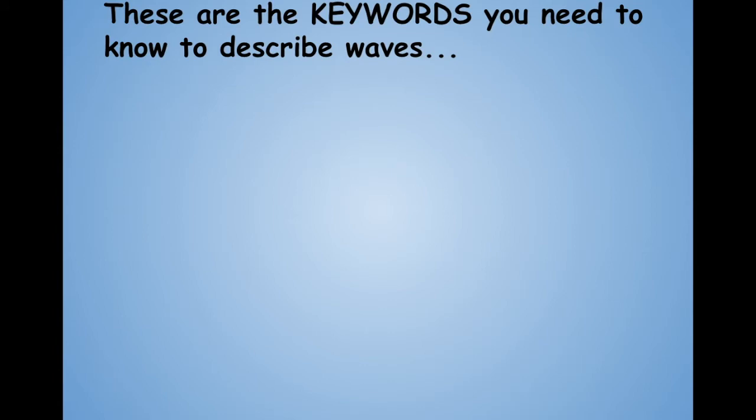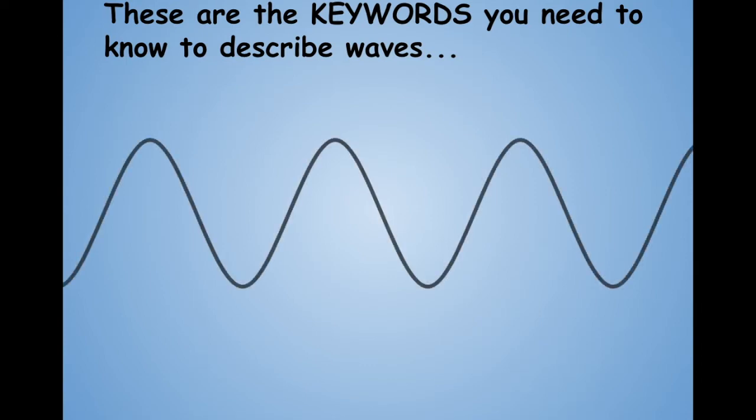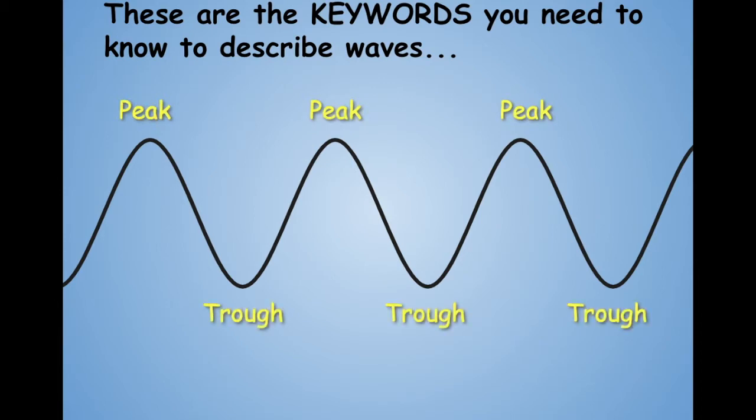These are the keywords that you need to learn, that you need to know to be able to describe waves. So there's a picture of a wave, and then on my next click, it shows me and explains to me what the peak is. And then on my next click, it tells me what the trough is.